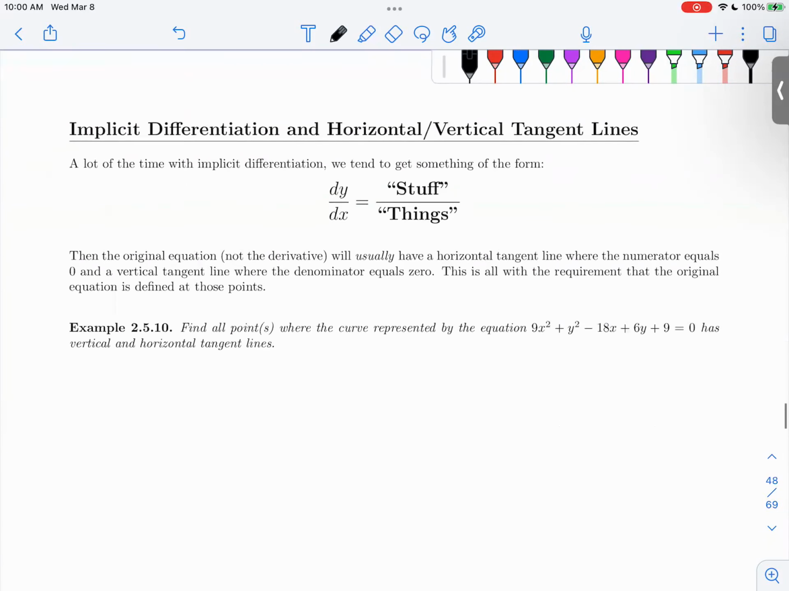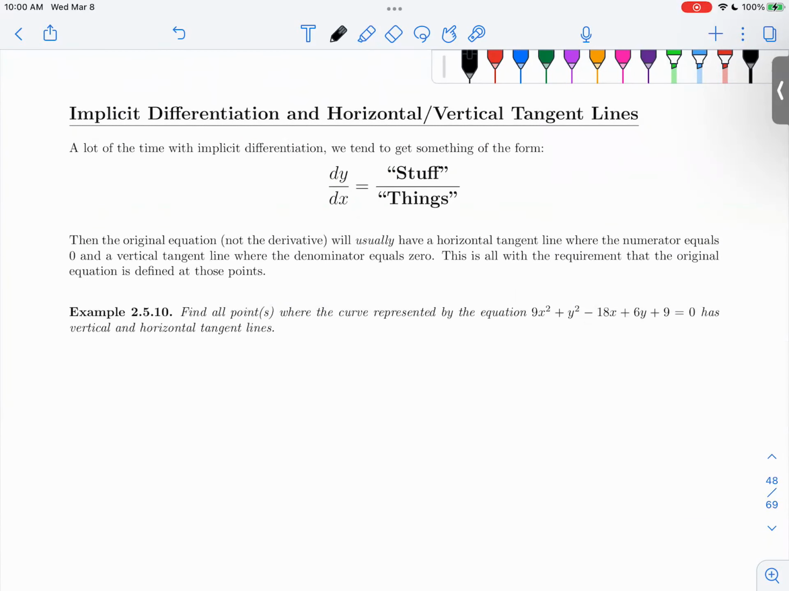So last little thing from implicit differentiation is vertical and horizontal tangent lines. So we know how to find a horizontal tangent line, right? You set the derivative equal to 0. Because if the derivative was 0, that would mean you have a slope of 0, which means you'd be a flat line. But how do you find vertical tangent lines? Typically speaking, vertical tangent lines will happen where the derivative does not exist.